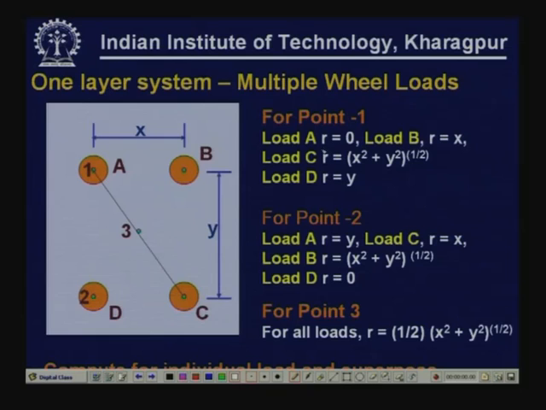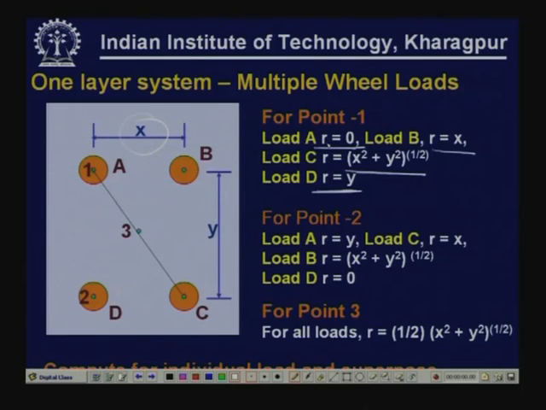So, for point 1, due to load A, the radial distance is 0. For load B, radial distance is x, and for load D, radial distance is y, as you can see from this figure. But for load C, the radial distance is given as square root of x square plus y square.